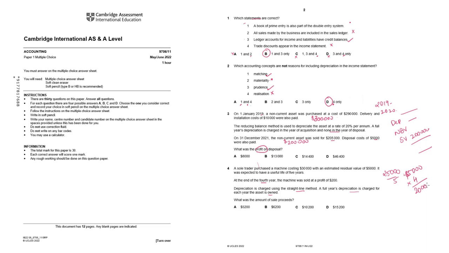So 20,000. If 20,000 is depreciation, cost is 30,000. So how much is the net book value? 10,000. If net book value is 10,000 and profit on disposal was 200, so how much was it sold for, so that you get a profit of 200? Obviously 10,000 plus the profit, 10,200. So the option is C.